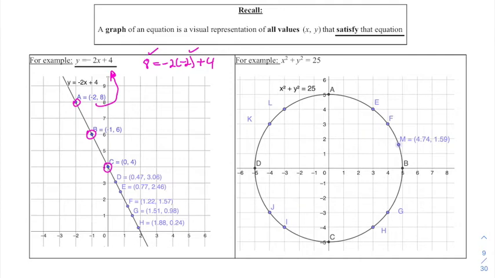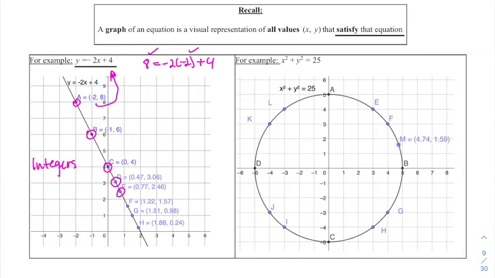Now, what we normally do in class is we generally use integers, but that doesn't mean that these other points don't also solve this equation. In fact, they do. That's why when we draw a line, we don't just draw single dots, right? We have to fill in all the spaces in between.